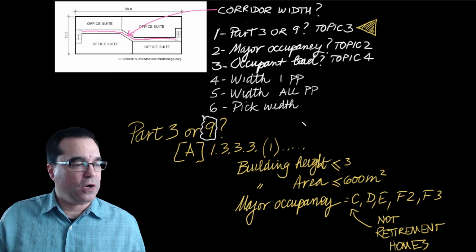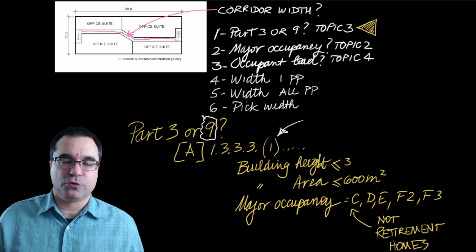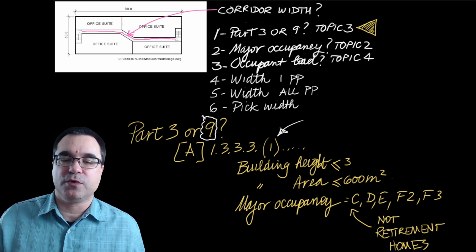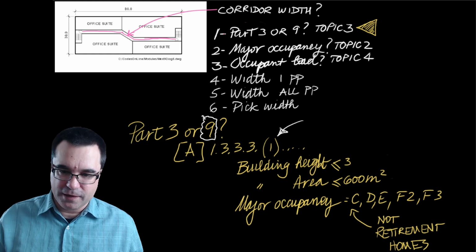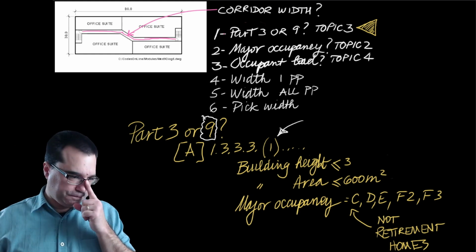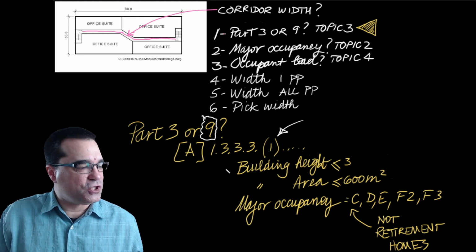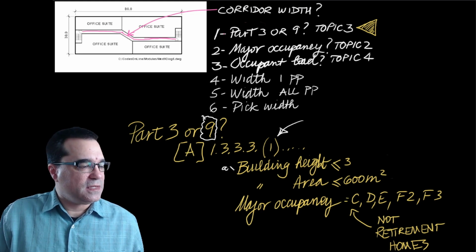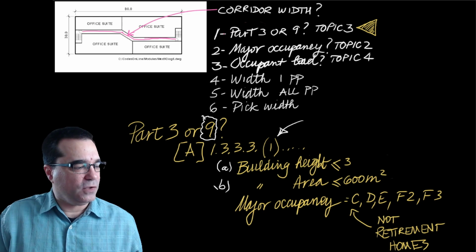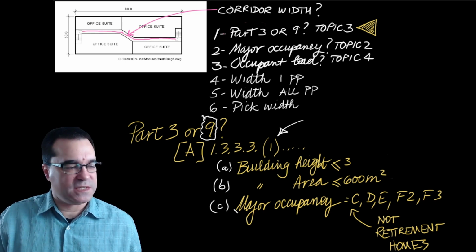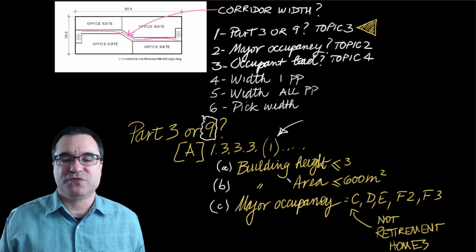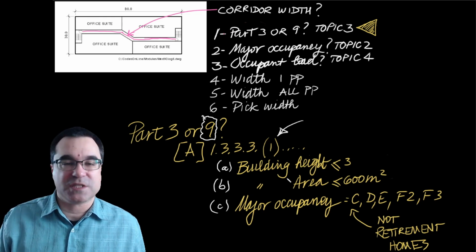And the relevant requirements for a part 9 building are under division A, sentence 1.3.3.3.1, right? Everything under there, so clauses and such. And it's basically 3 conditions. So it's related to building height, building area, and major occupancy. If even one of these conditions fails, it's not a part 9 building, it's a part 3 building.